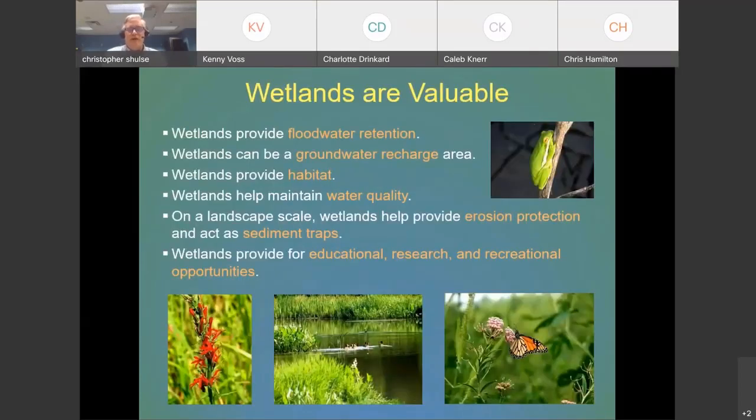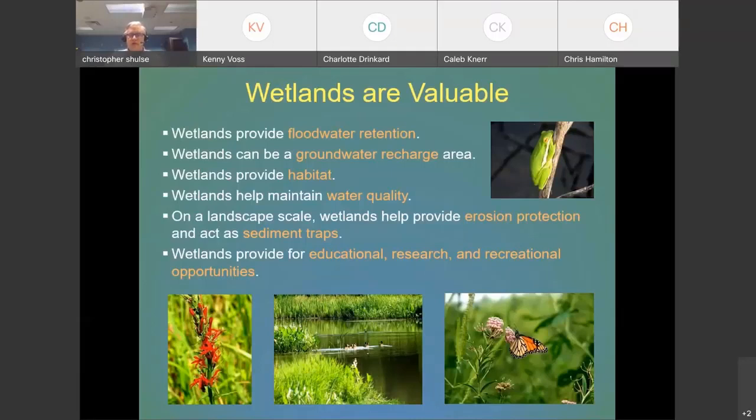So why are wetlands valuable? Well, they provide floodwater retention, which is a very important component of wetlands that are found along major rivers and streams. They provide an overflow and an area for that overflow water to be held in so that they reduce flooding in surrounding areas. Wetlands can also recharge groundwater, which is very important for wells and springs, caves, many aspects of that nature.